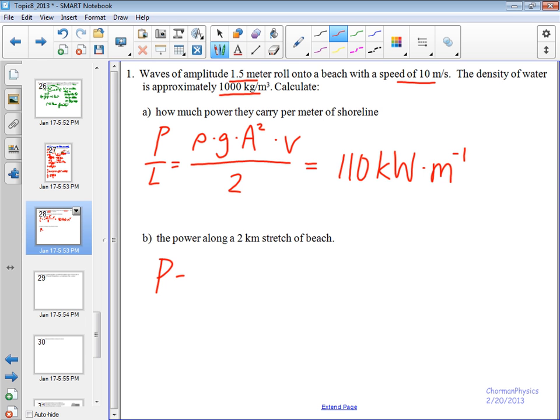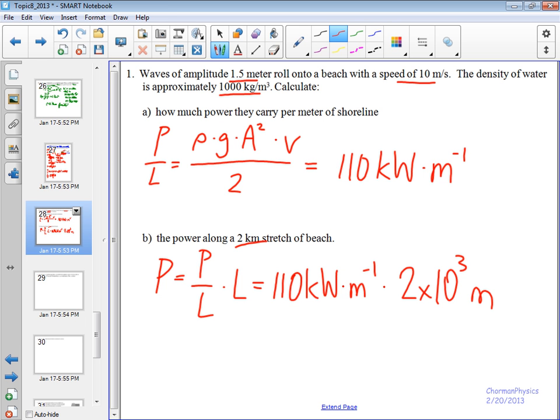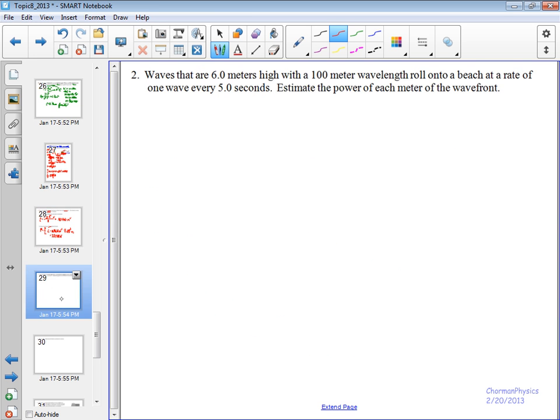The power along a 2 kilometer stretch of beach, what we're looking for here, P is just equal to P over L times L. This is the length of the wavefront that we're considering. So in this case, it's just 110 kilowatts per meter times 2,000 meters. We end up with 220 megawatts. Pretty unrealistic though as far as capturing all that power in terms of those oscillating water columns, I think they're called, but just trying to introduce you to this.